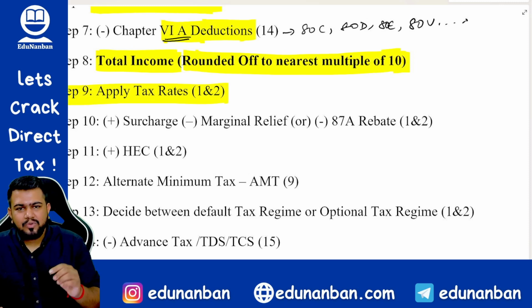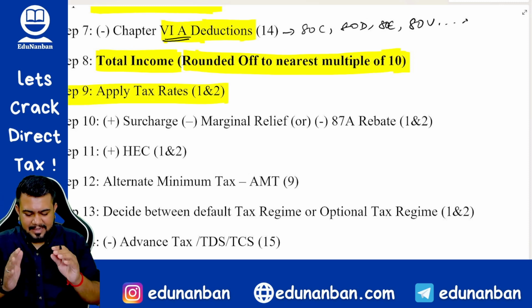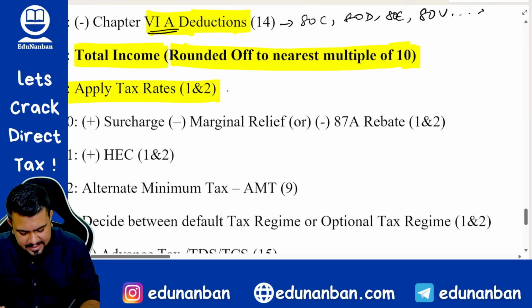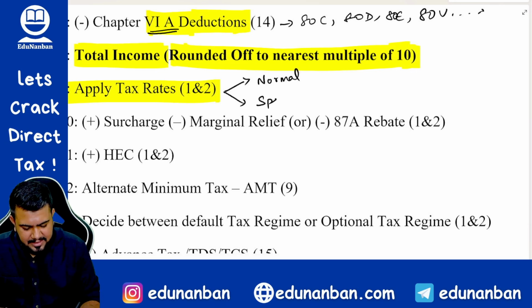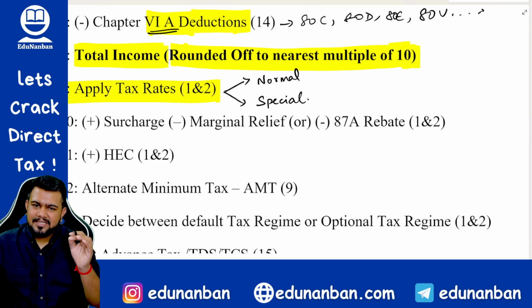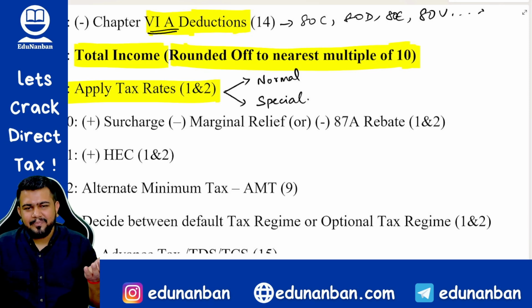So there are two types of tax rates. Let me explain. Tax rates are of two types: normal tax rates and special tax rates. Normal tax rate for normal income, special tax rate for special income.